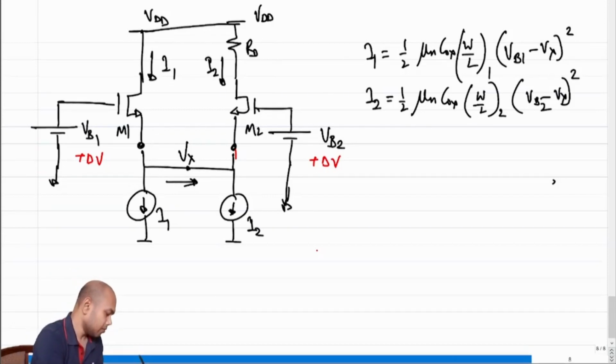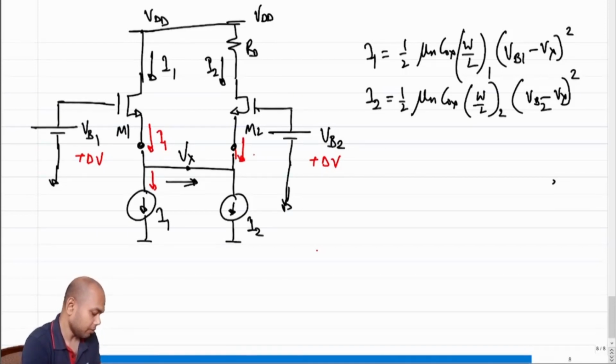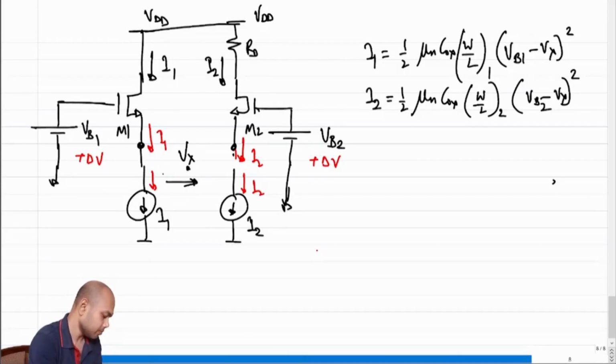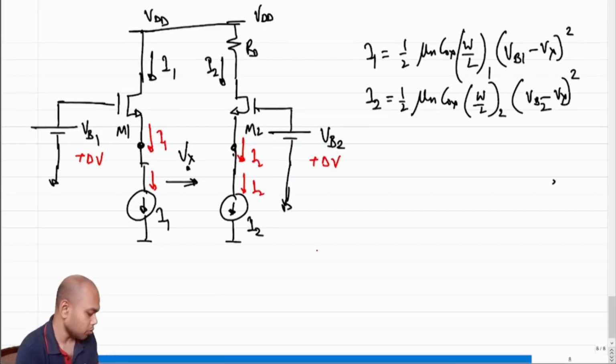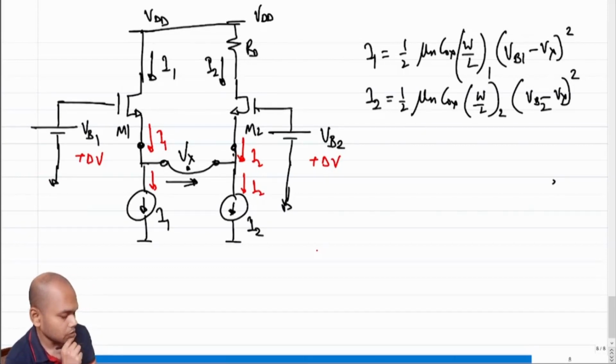So in other words, what is the current that is coming through this? This is I1. What is the current that is going out? That is also I1. What is the current coming through this? This is I2. What is the current going out? This is I2. Which means that for all practical purposes, I can say that this line does not exist, right? Because there was no current through this wire, right?